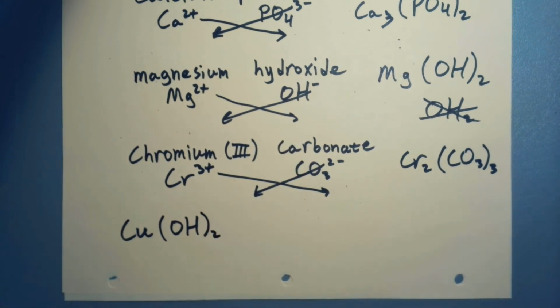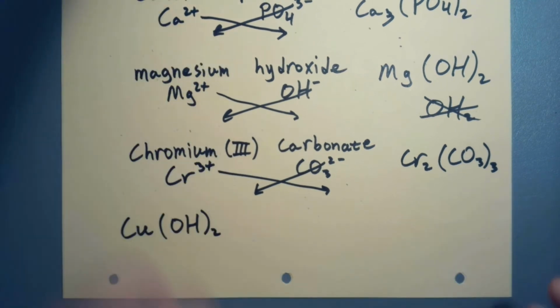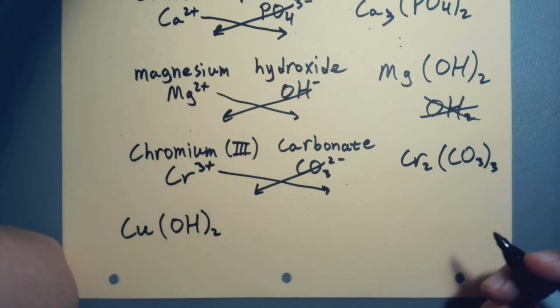Cu(OH)2. You have a transition metal that can have multiple charges mixed with a polyatomic ion, and you've got to name it. I think this is the peak of difficulty for these problems. So once you get to the point where you can do this comfortably, you're golden. You've got it down.